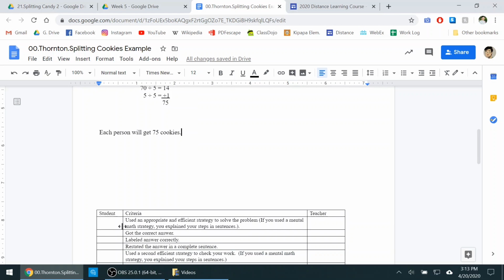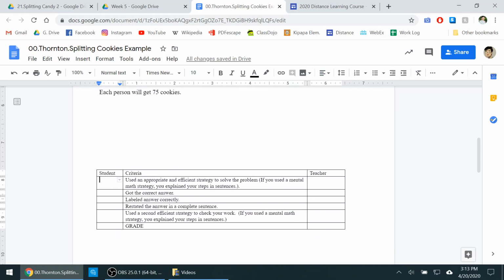Okay, now under the student criteria, did we use an appropriate strategy? Yes. Got the correct answer? Yes. Labeled the answer correctly? Yes, we labeled it as cookies. Restated it in a sentence? Yes. Second strategy? No, not yet.